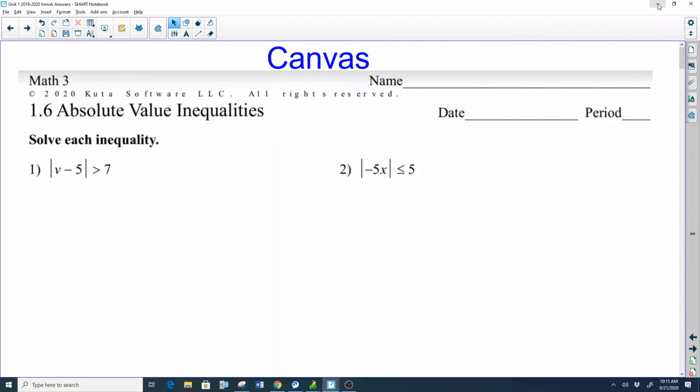So, two different things going on. Absolute value, which splits off into two different equations, as well as inequalities, which also has you double check those two equations to make sure that we get it right.